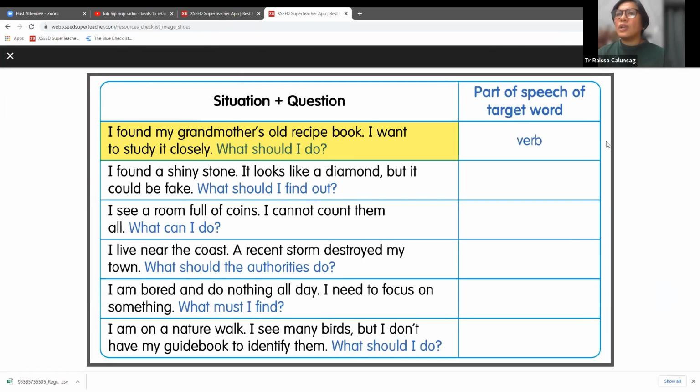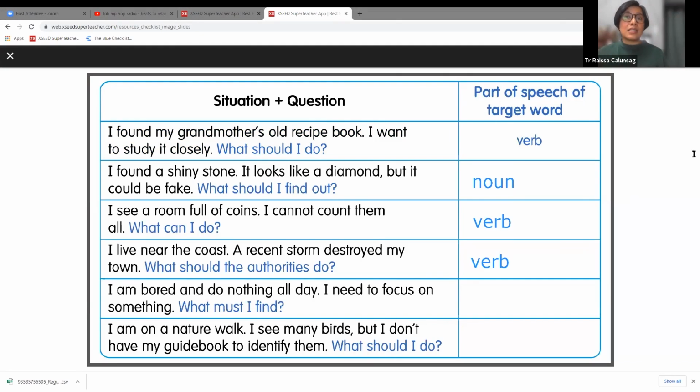What do you think? Is it asking me to name something? Is it asking me to act on something? Is it asking me to describe something? Study it closely. Yes, study it. So I have to do something, right? I am going to study, which is why the answer here is verb. Clearly, I am looking for an action. So I will put here verb.